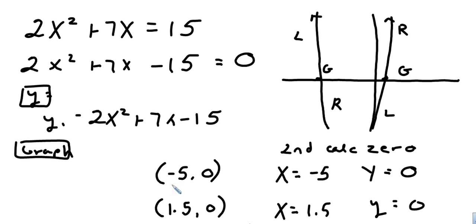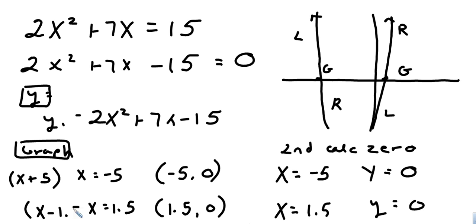If I wanted to change this to a factor, if I have x equals -5, my factor would be found by moving that -5 back to the other side, and my factor here would be x plus 5. And then I can do the same thing with the other one. If my x-intercept is 1.5, then I can say x equals 1.5. If I want the factor, I have to move that 1.5 back to the other side. And my factor is x minus 1.5. So I can work backwards from the graph and find the factors by just looking at the x-intercept.